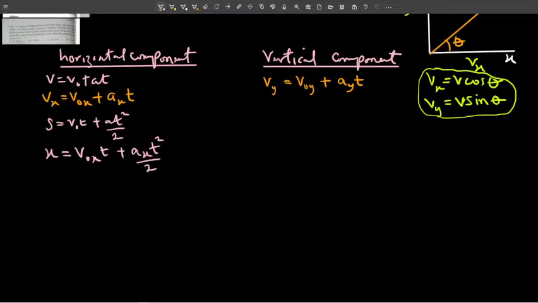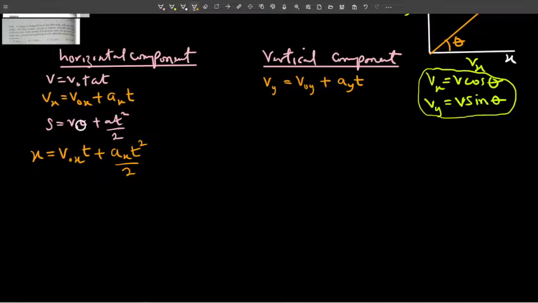Am I communicating? I didn't use the right color, so let's put that in the right color. Let me just write that real quick. So x will equal v naught x t plus a x t square over 2.